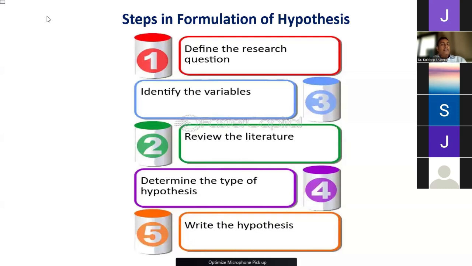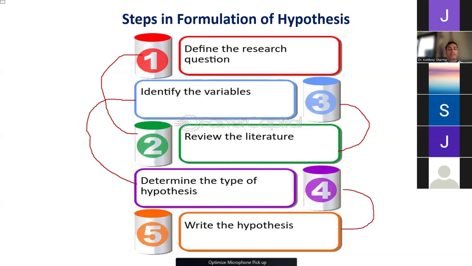You do review of literature. Don't get confused. Identify research question, then go for review of literature. After review of literature, what will you do? You will go to identify variable, and once you have identified the variable, you try to frame a hypothesis. Once you have framed the hypothesis, hypothesis is framed with the help of objective, and then you can write the hypothesis. Very simple. No rocket science here.